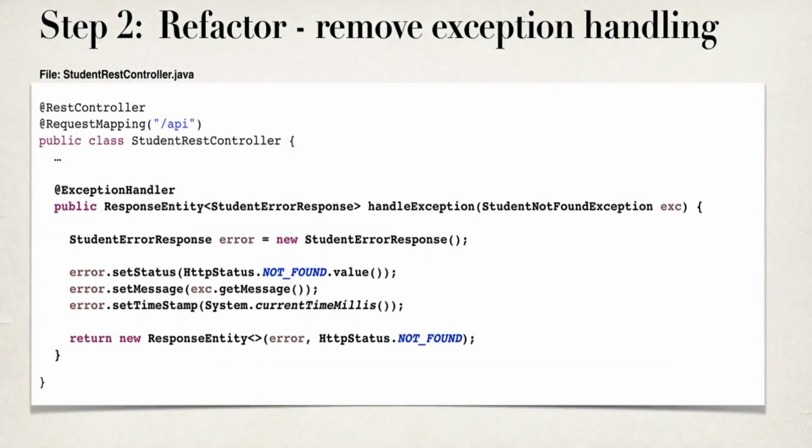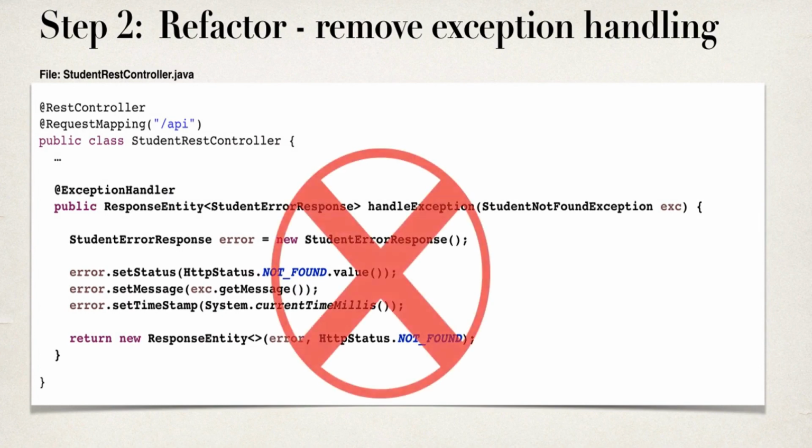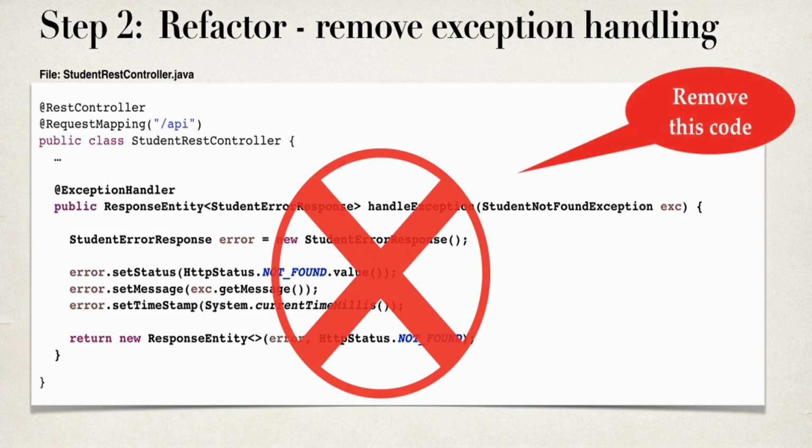So in step two, we're going to refactor our code. We're going to remove the exception handling code from our controller. So the coding that we had here for @ExceptionHandler, we're going to take this code and just remove it, and we'll place it over into the controller_advice.